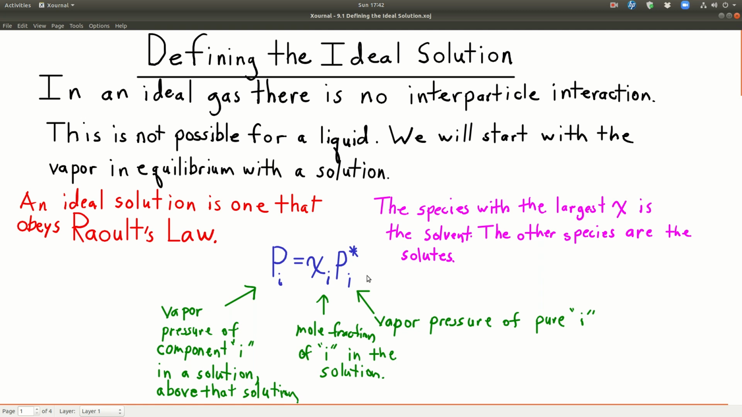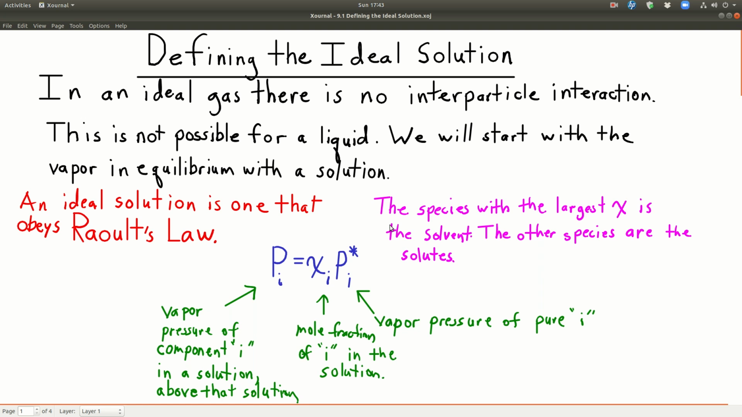So we're going to start out with a vapor that's in equilibrium with a solution. And we'll start out with a definition which we'll derive here in a little bit. And that is, an ideal solution is one that obeys Raoult's law. And this in purple here, or blue, whatever, that's Raoult's law. What this says is that the vapor pressure above a solution of component i is equal to the mole fraction of that component, this is a chi, times the vapor pressure of that component when it's pure, when it's by itself. No solute in it, or no other components in the mixture.